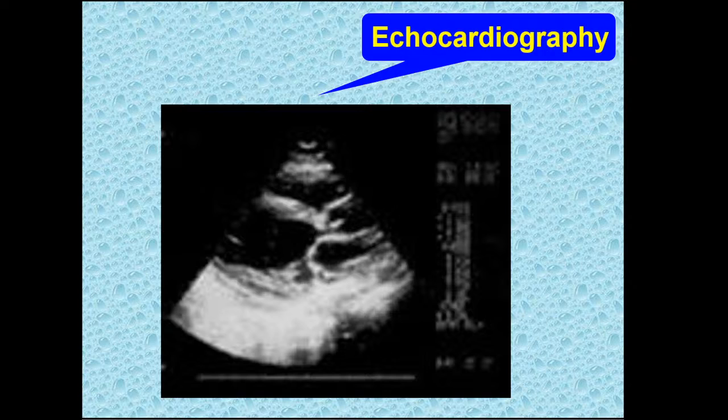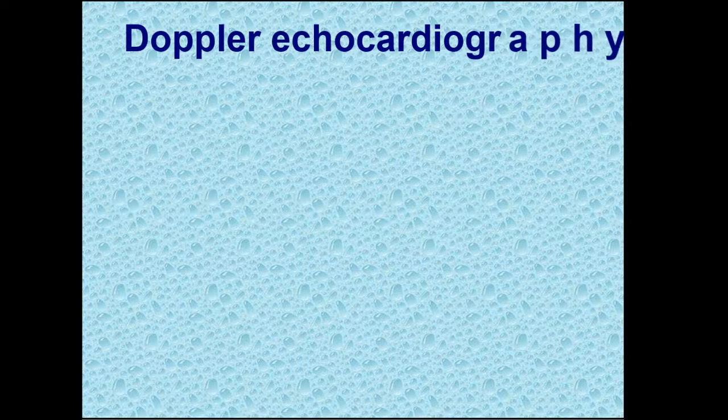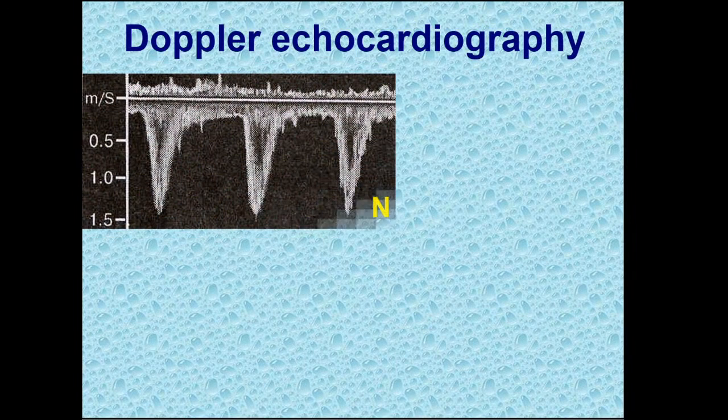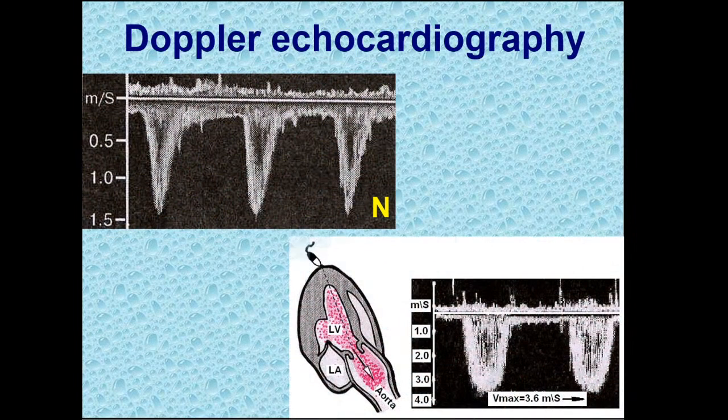Echocardiography reveals a narrowed aortic orifice. You see how significantly it's narrowed, and blood flow into the aorta will be significantly restricted. Doppler echocardiography shows pathological peaks of turbulent blood flow through the narrowed orifice into the aorta.